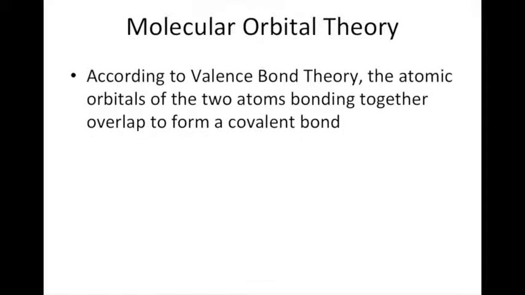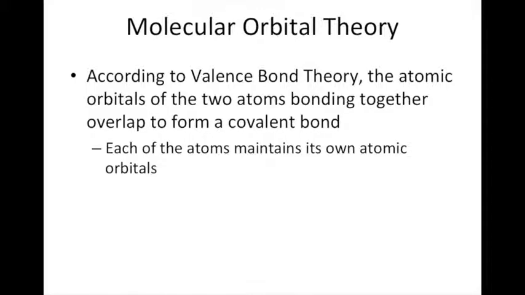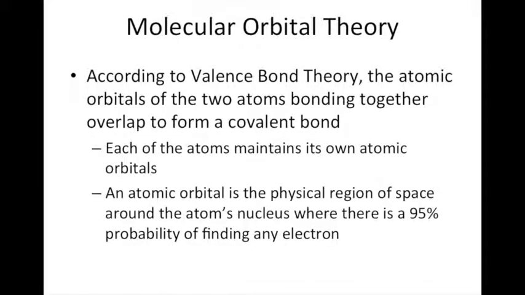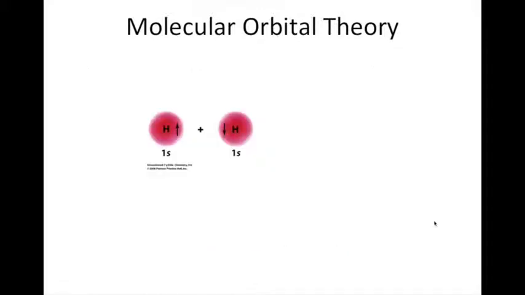Let's just briefly review valence bond theory. According to valence bond theory, the atomic orbitals of two atoms bond together by overlapping and forming a covalent bond. Each of the bonding atoms, however, maintains its own atomic orbitals, and of course we know an atomic orbital, according to quantum mechanical theory, is a physical region around an atom's nucleus where there's a 95% probability of finding an electron. So two hydrogen atoms would form a covalent bond by overlapping their atomic orbitals. Each atom still maintains its own atomic orbitals.